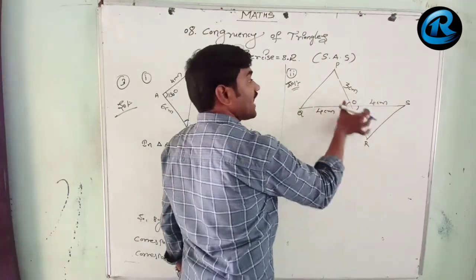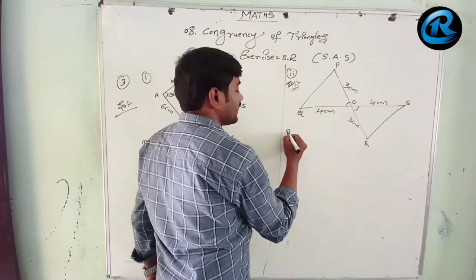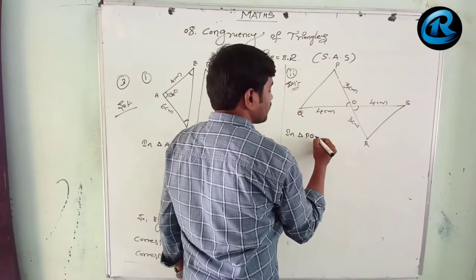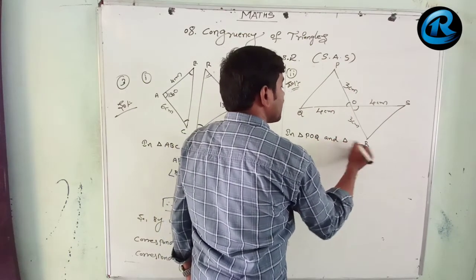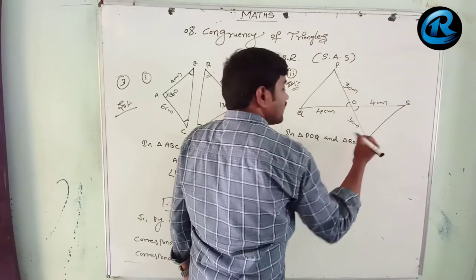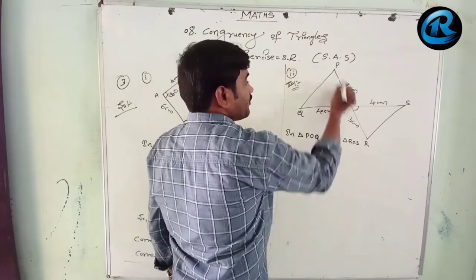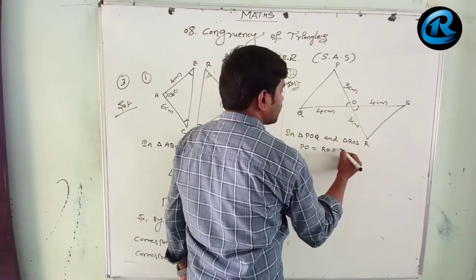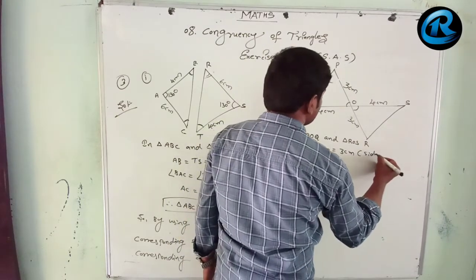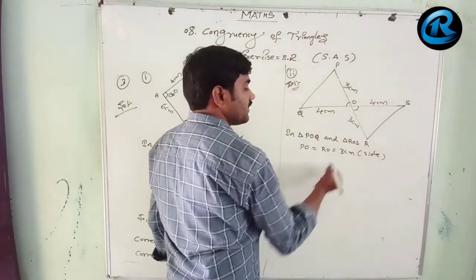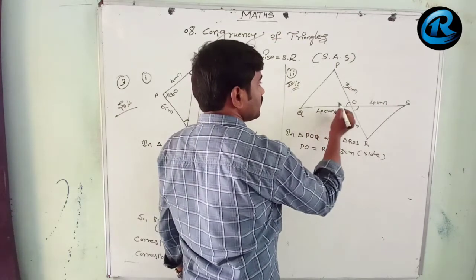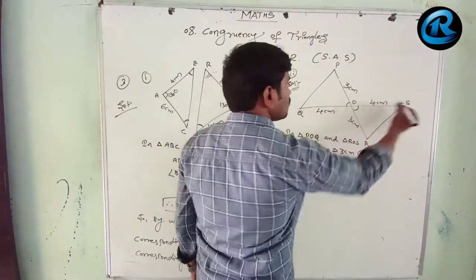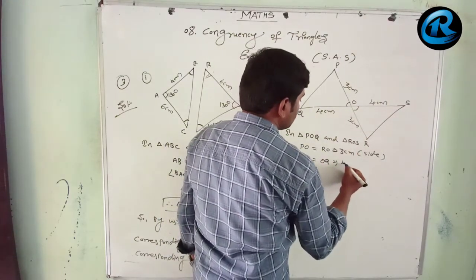Now let us take the triangles. First of all, let us show whether these two triangles are congruent or not. So let us take triangle POQ and triangle ROS. In these two triangles, PO equal to RO, that equal to 3 centimeter. This is a given side actually. Then OQ equal to OS, that equal to 4 centimeter.